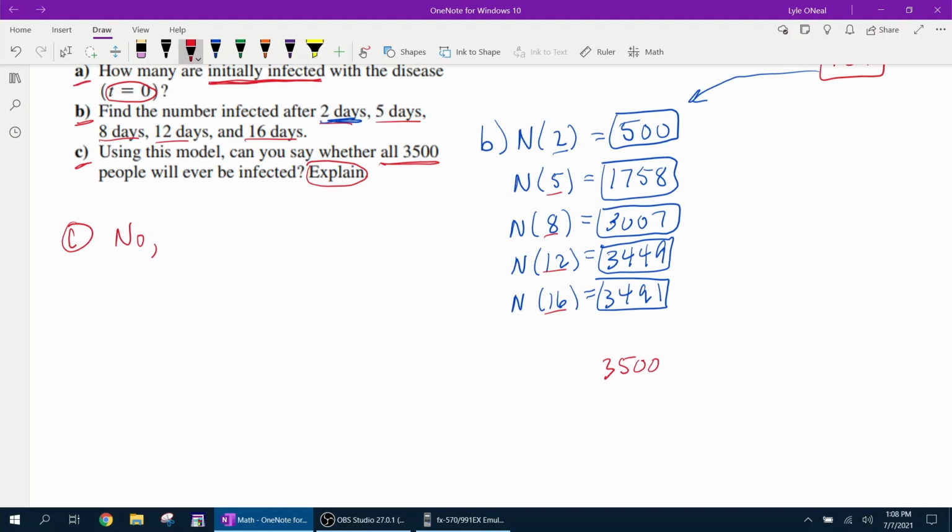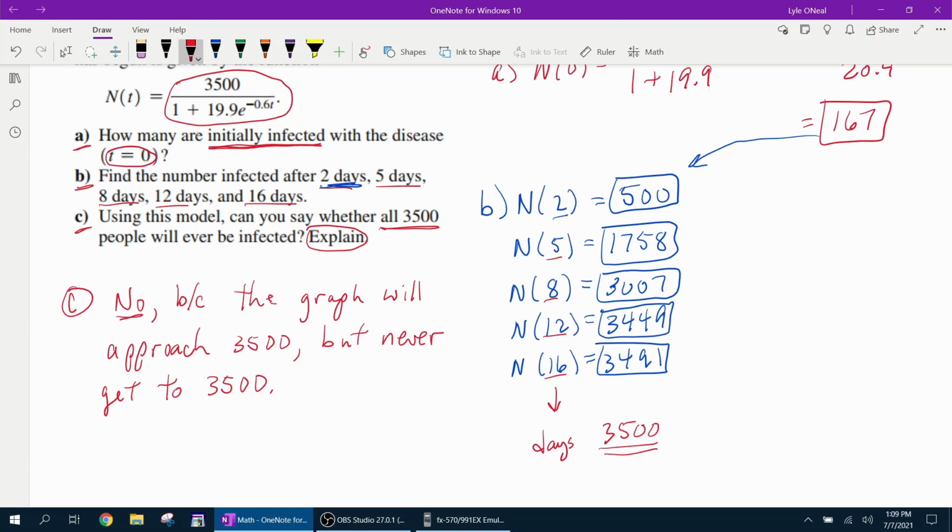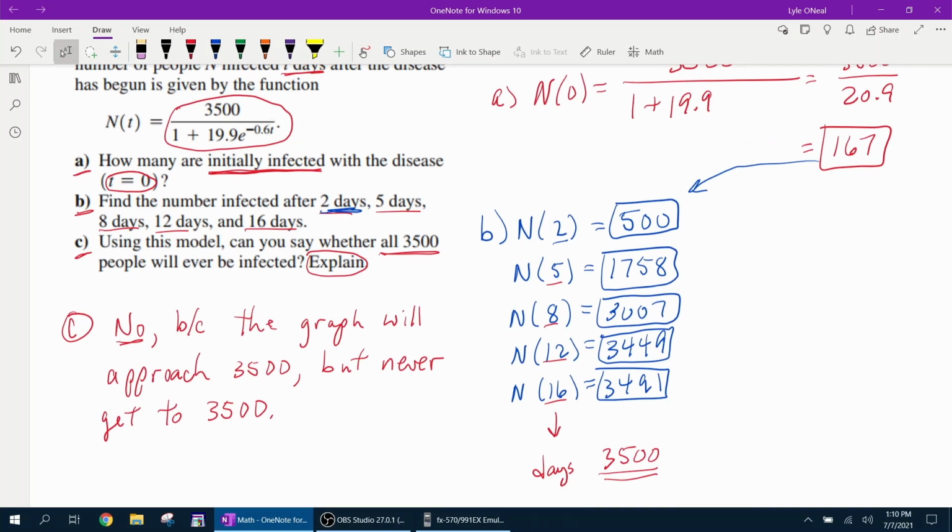It's approaching the total population, but no matter how many days you increase it, it's just going to continue to approach this number, but it'll never get there, because the function is exponential, which has a horizontal asymptote. So when it says explain, we're going to say no, because the graph will approach 3,500 but never get to 3,500. And I think to drive that point home, we're going to look at Desmos.